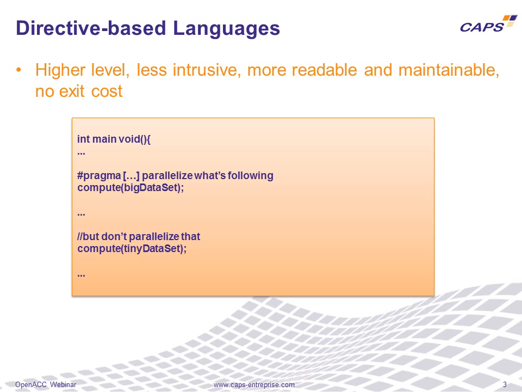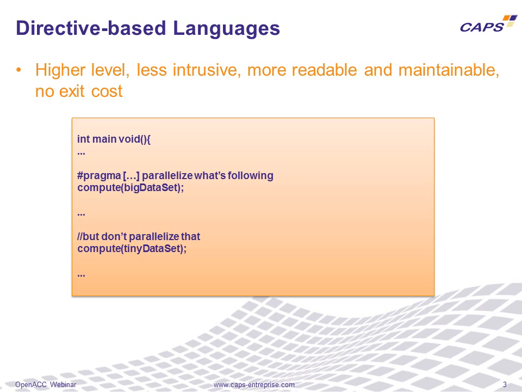Programming with GPUs may also use directive sets. This higher level, less intrusive approach makes your code more readable and maintainable. It also enables you to write hardware-independent applications. Directive sets for parallel programming were made popular thanks to the OpenMP standard.